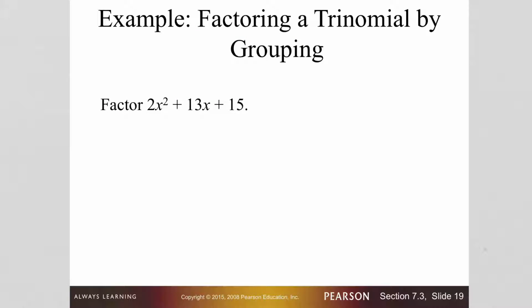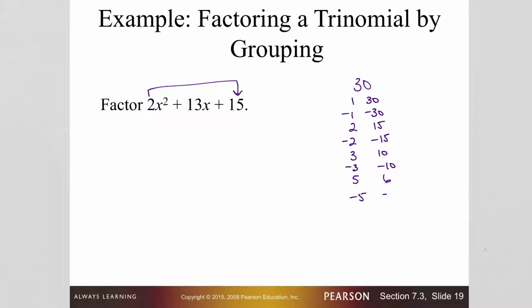Alright, so just like we've done, I'm going to take my leading coefficient, multiply it times my constant term, and write it off to the side. Now I'm going to write down all the pairs of factors of 30. Alright, that's all the pairs of factors. So there's only one of these that adds up to be positive 13, and that is this pair right here.